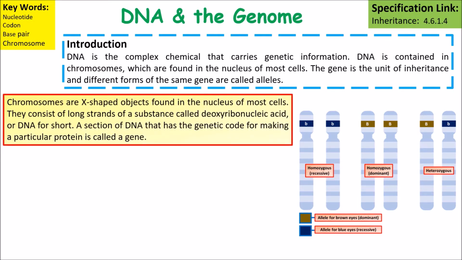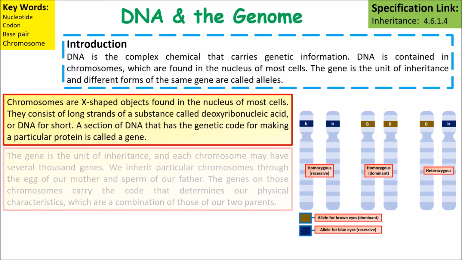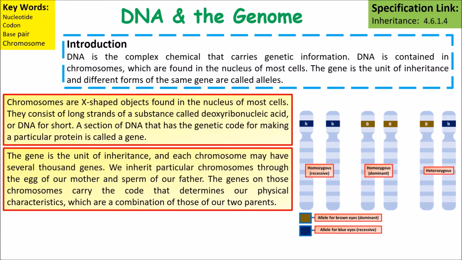So chromosomes are thread-shaped objects found in the nucleus of most cells. They consist of long strands of a subunit called deoxyribonucleic acid, or DNA. A section of DNA that has a genetic code for making a particular protein is called a gene. The gene is the unit of inheritance, and each chromosome may have several thousand genes. So we inherit particular chromosomes from the egg of our mother and the sperm of our father. The genes on those chromosomes carry the code that determines our physical characteristics, which are a combination of both of our parents.